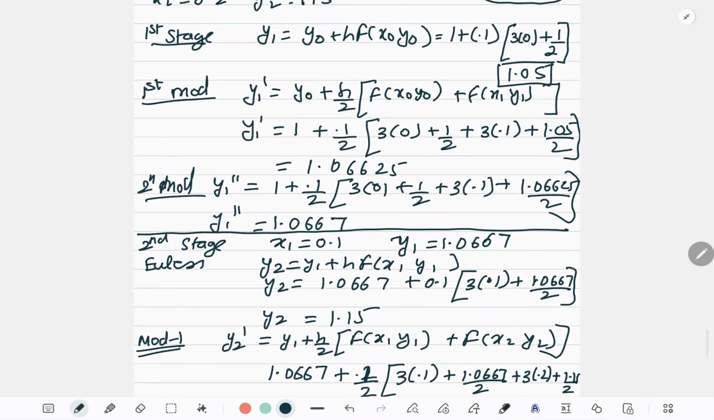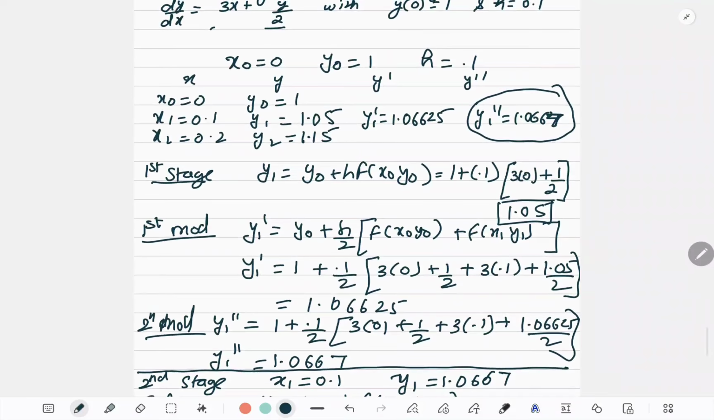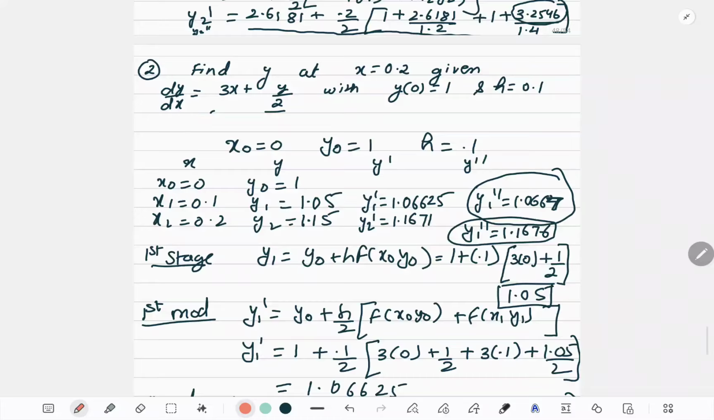So the y2 dash value will be, substitute here, when you find out this modification value, it will be 1.61671. Once more, when you modify, you will get y2 double dash is equal to 1.1676. And this will be my final answer. So my final answer for this question will be that at x is equal to 0.2, y value is equal to 1.1676. This is the answer.